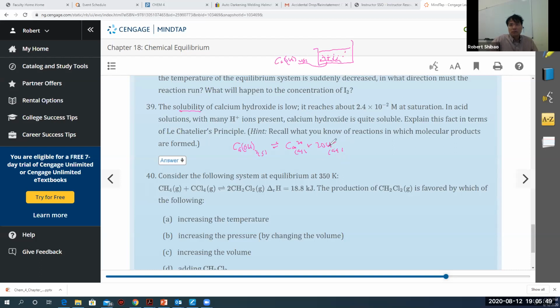So what we can do is remove the hydroxide to get more to dissolve, or remove the calcium to get more to dissolve. Well, how are you going to remove the hydroxide? One way is, well, hydroxide is a strong base. We can remove the hydroxide by adding acid.